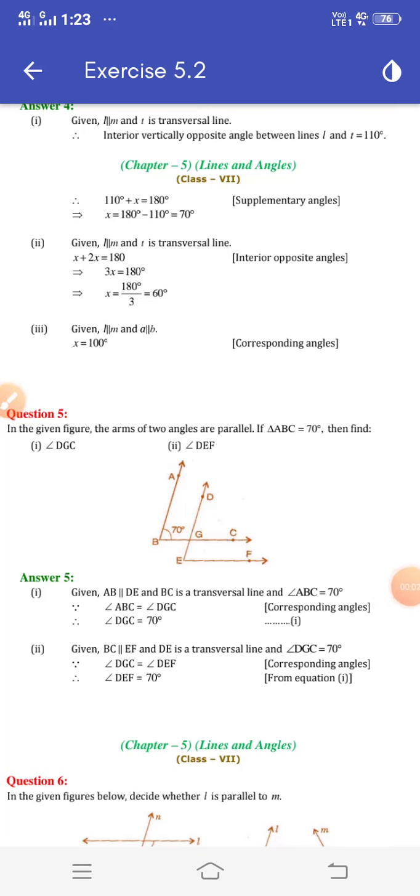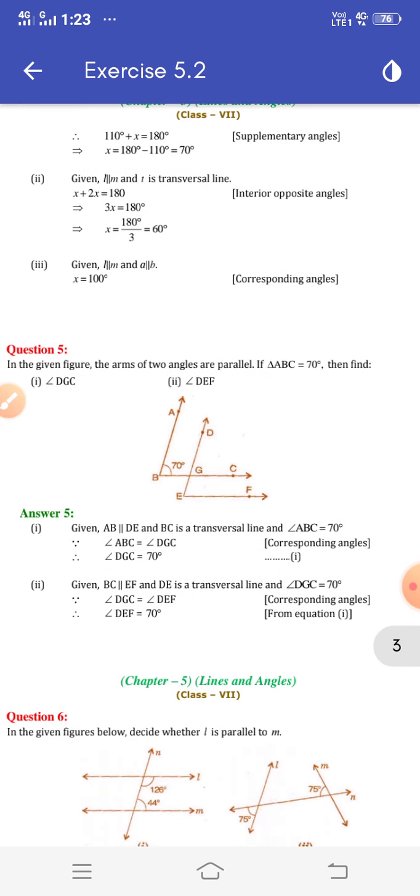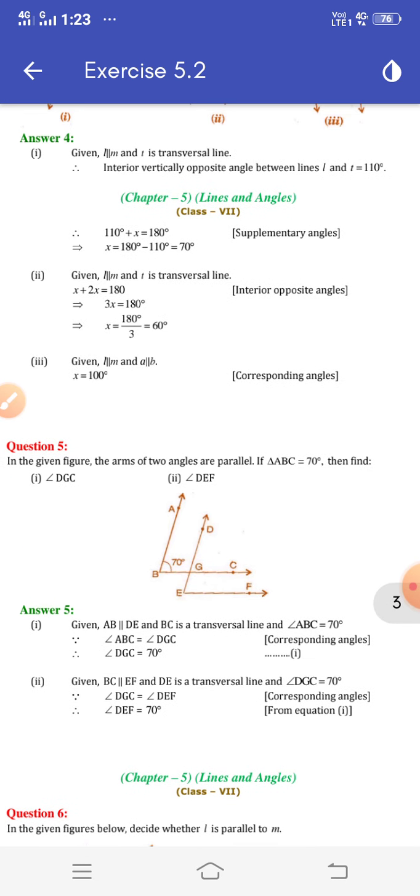Today we are going to solve sum number 5 of exercise 5.2. Okay student, in our last video we learned about supplementary angles, interior angles and corresponding angles. Today we are going to learn how two lines can be parallel. So first of all we have to start solving sum number 5. In this sum the arms of two angles are parallel. If angle ABC is 70 degrees, then find angle DGC.